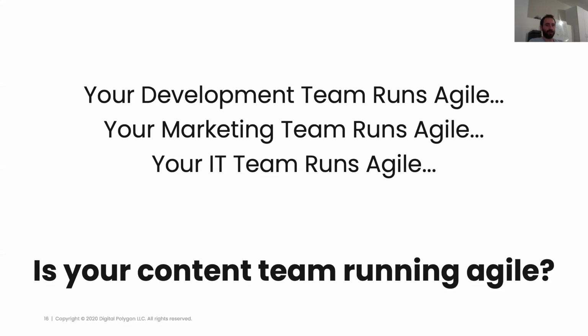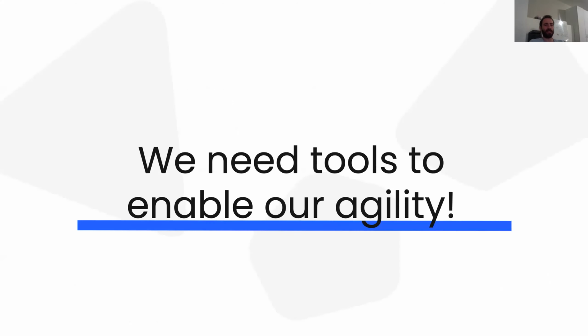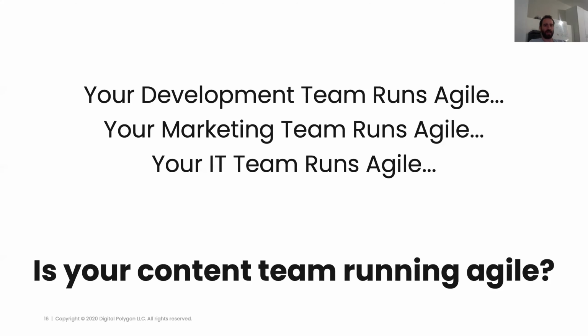Now, your development team runs Agile. Your marketing team probably runs Agile. They're doing tests, they're refining. Your IT does. Why isn't your content team running Agile? Or is it? The answer is it's not. Your content team is typically running in more of a firing squad mode. People ask for something, they do it, and then once every 3 to 5 years, they do a new waterfall rebuild.